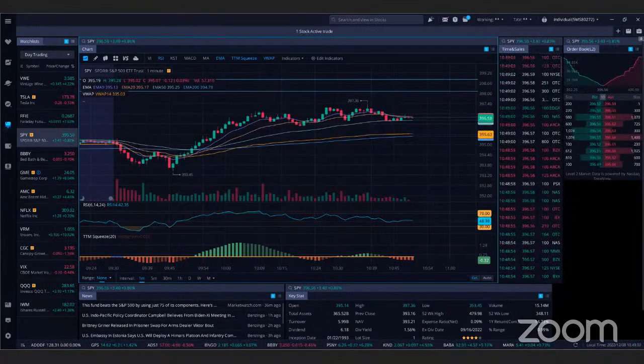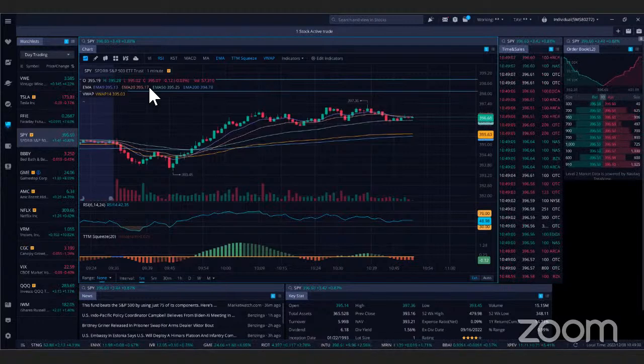Mike said RSI over 70 is overbought and under 30 is oversold. Is that every stock or just about? It's every stock. That's just how RSI works.